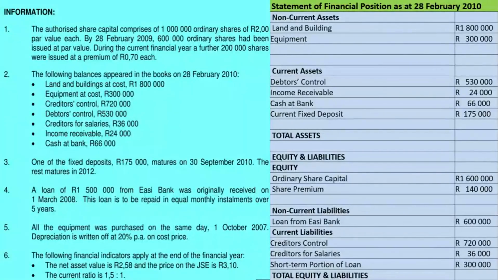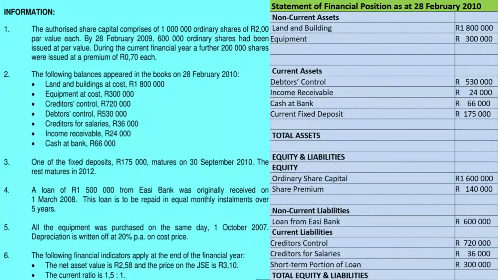But the dates are very important when we are calculating depreciation. So what we are trying to calculate here is accumulated depreciation, because accumulated depreciation affects our non-current assets, in this case equipment, and it's a contra asset account, so it will be subtracted from our equipment.